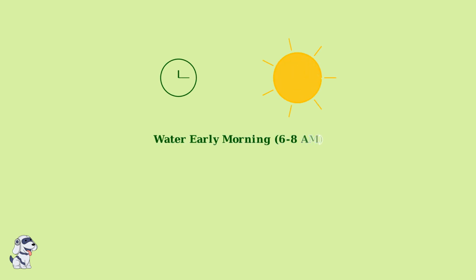Timing is equally important. Water early in the morning, ideally between 6 and 8 a.m. This allows any moisture on leaves to evaporate quickly as temperatures rise, preventing the prolonged wet conditions that pathogens need to establish. Early morning watering takes advantage of natural evaporation as the day warms up. Any accidental moisture on foliage will dry quickly, while evening watering leaves plants wet overnight, the perfect recipe for disease development.